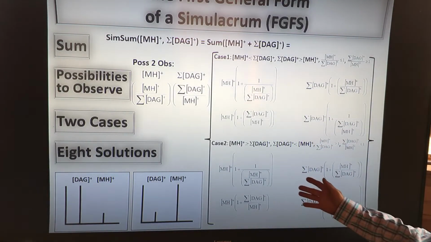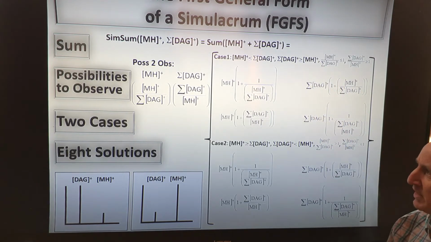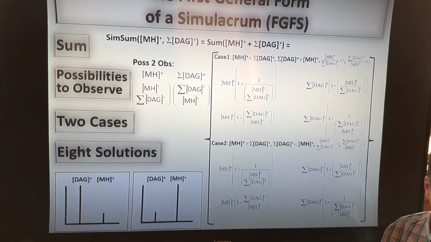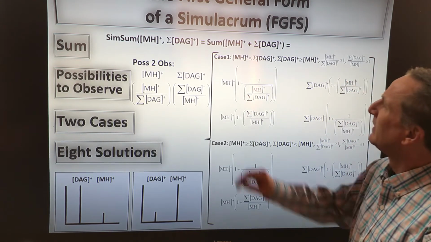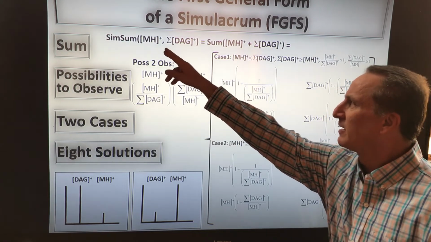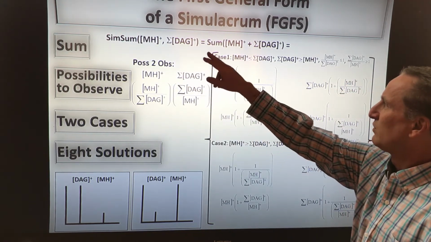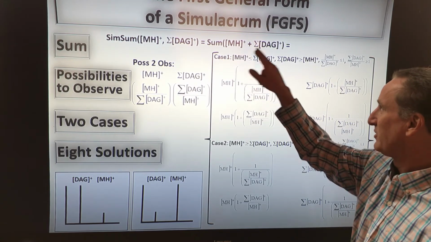And this is a simulacrum. So this is the first general form of a simulacrum, using the MH and sum of the DAGs just as examples of A and B. Just any old things, A and B, anything. So you first state the simulacrum: the sim sum of MH and sum of DAGs equals also the mathematical sum of MH and sum of the DAGs.